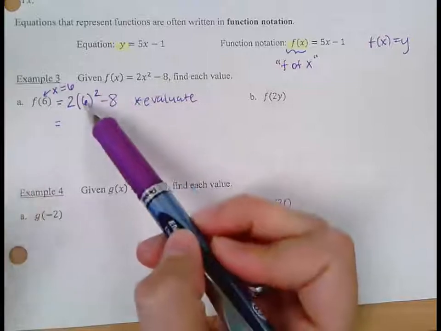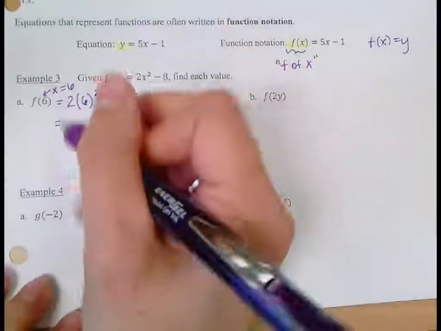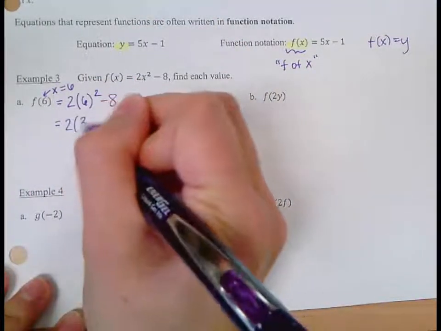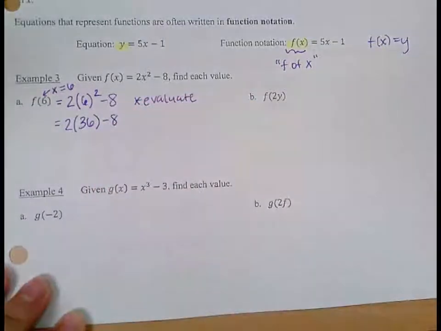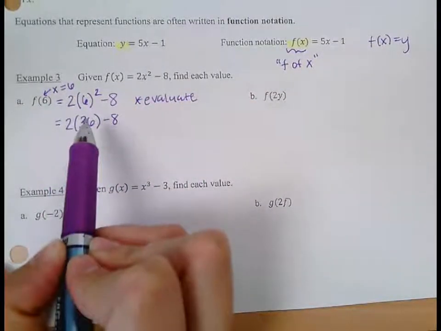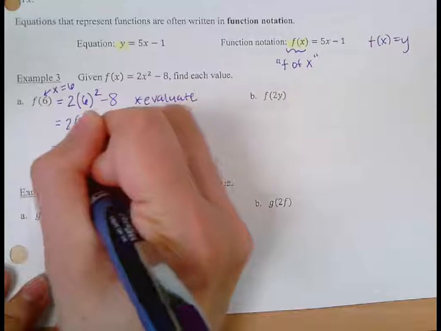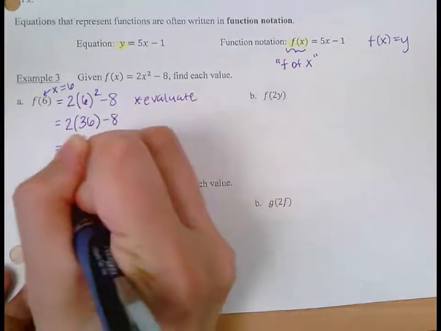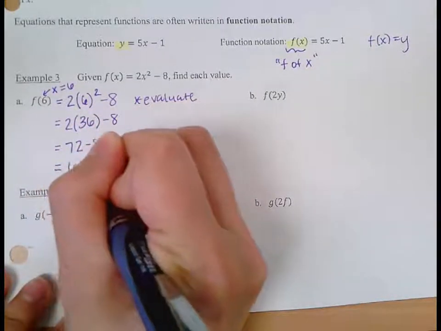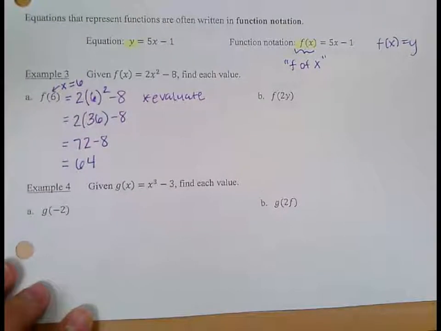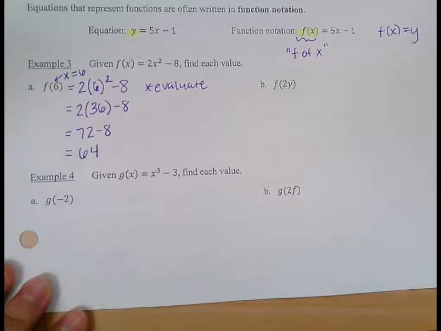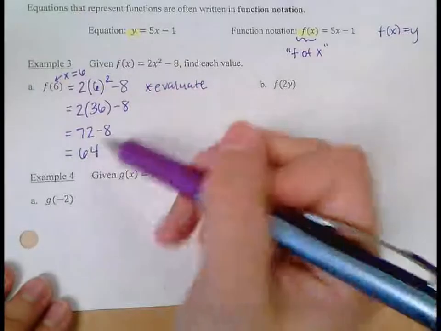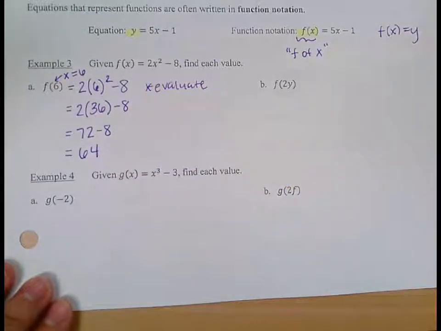So evaluating this, I have to do the exponent first. So 6 squared is 36. So 2 times 36 minus 8. Then I have to multiply before I subtract. So 72 minus 8, and that is 64. So 64 is your answer. If you just circle 64, that's fine.